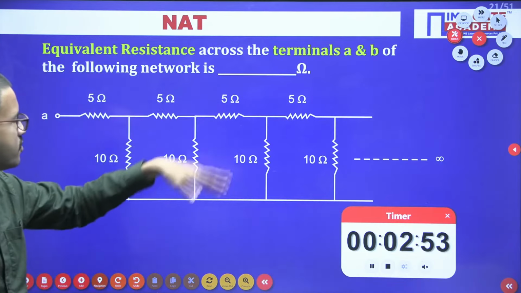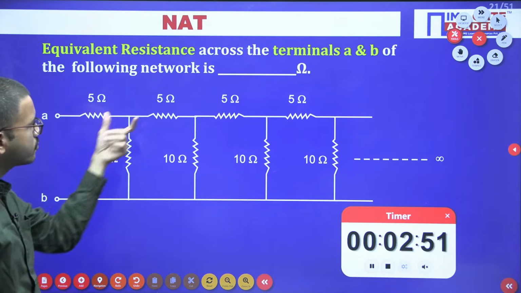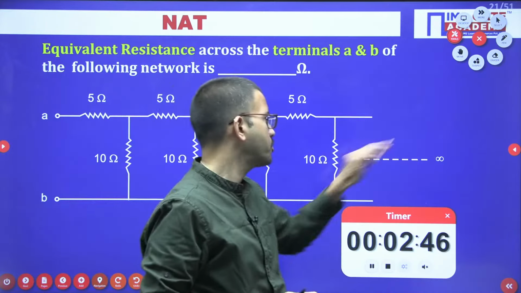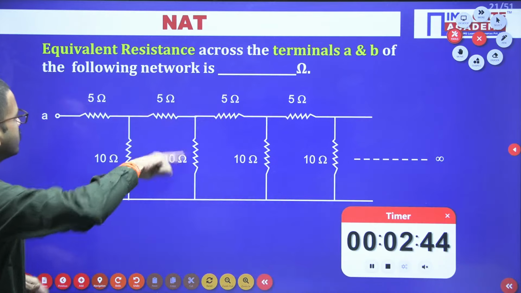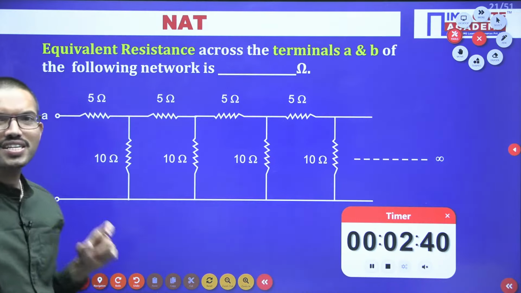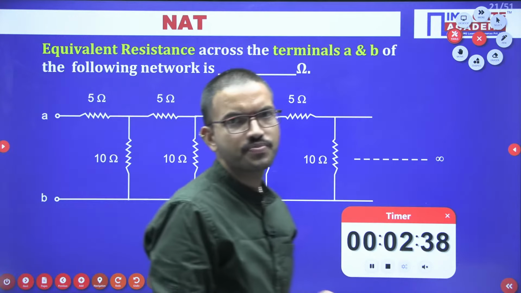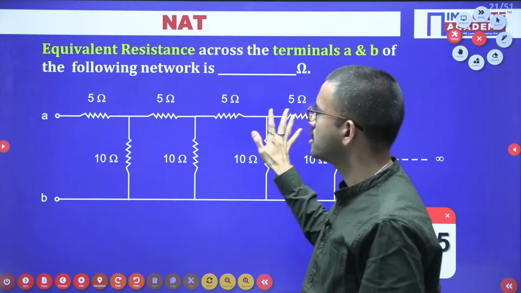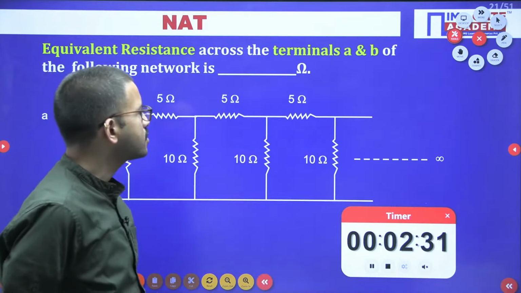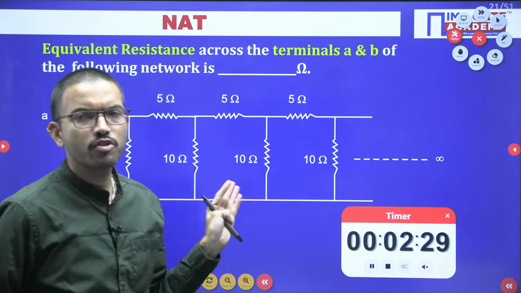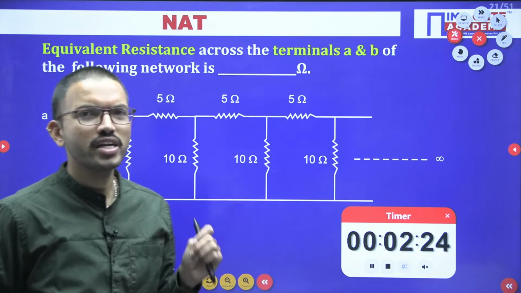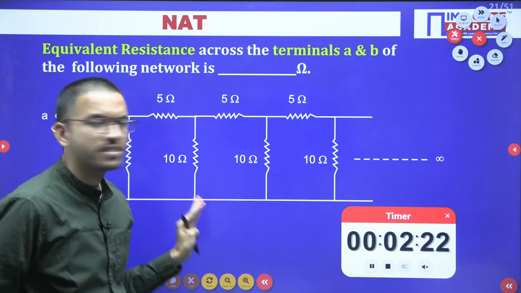In this entire network, you have a 5 ohm resistor, 10 ohm, 5 ohm, 10 ohm, 5 ohm, 10 ohm, 5 ohm, 10 ohm, and this network continues up to infinity. For this overall network you have the terminals A and B. Across the terminals A and B, what is the equivalent resistance you are going to get? Whoever has studied the concept of the infinite ladder network can attempt this and will definitely get the correct answer. Whoever does not have the knowledge, no issue at all, I will discuss it after some time.